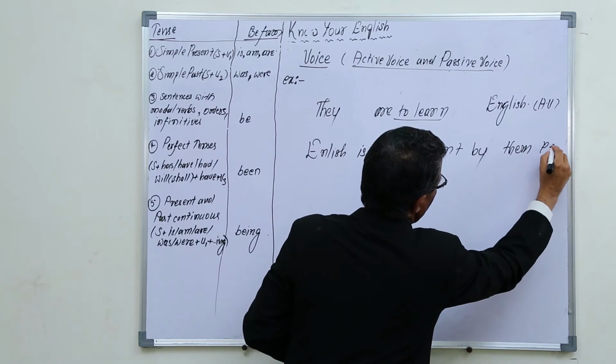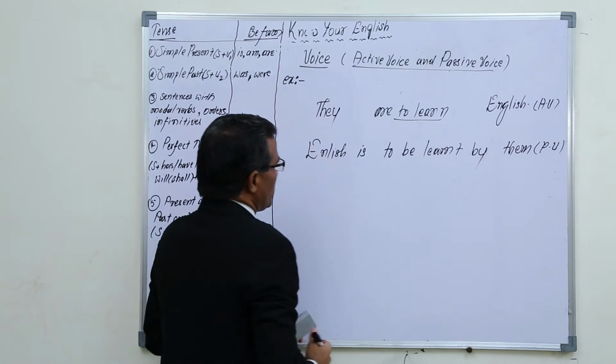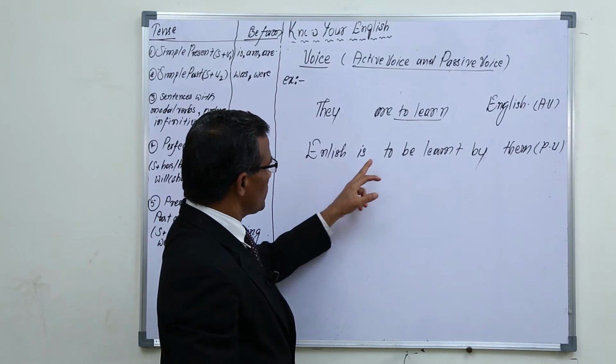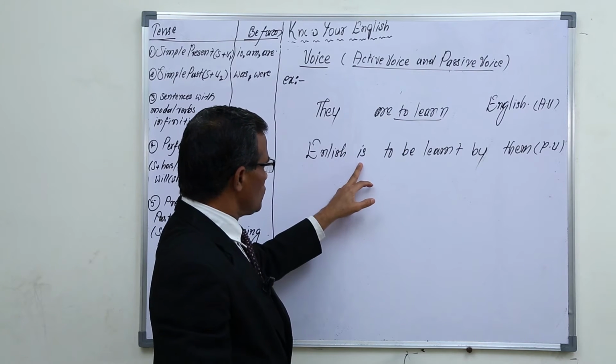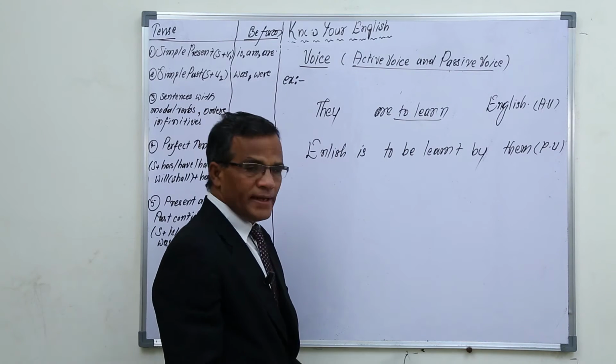So this is passive voice. The same. English is to be learnt. So instead of are, we have used here is. English is to be learnt by them.